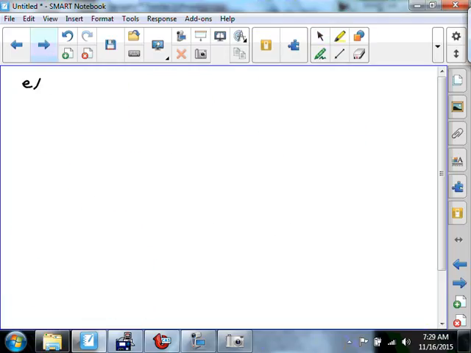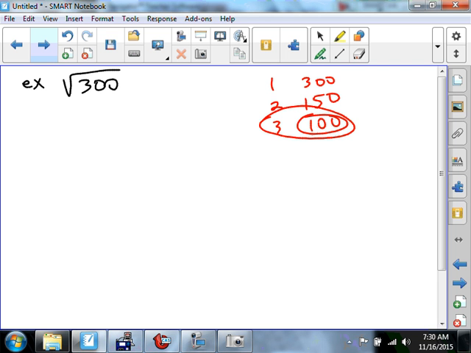So let's try the square root of 300, okay? At least when you're doing these, at least say, okay, so 1 in 300, 2 in 150, 3 in 100. At least do this much work off to the side, right?